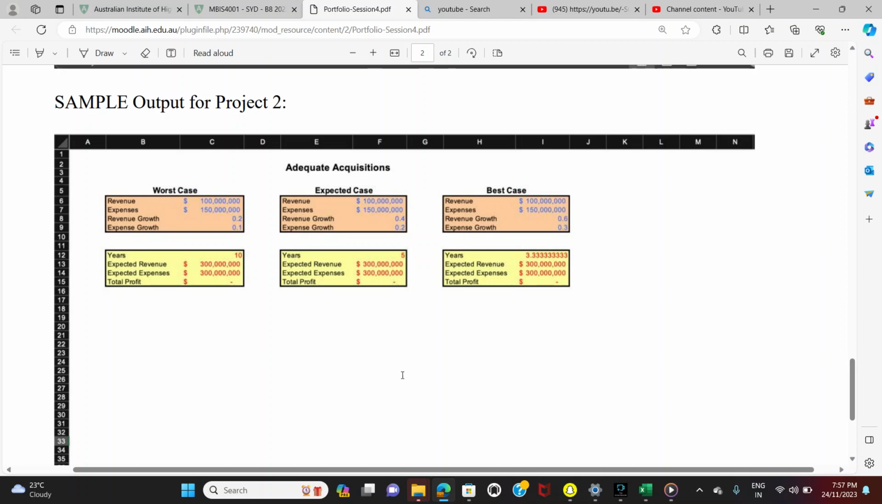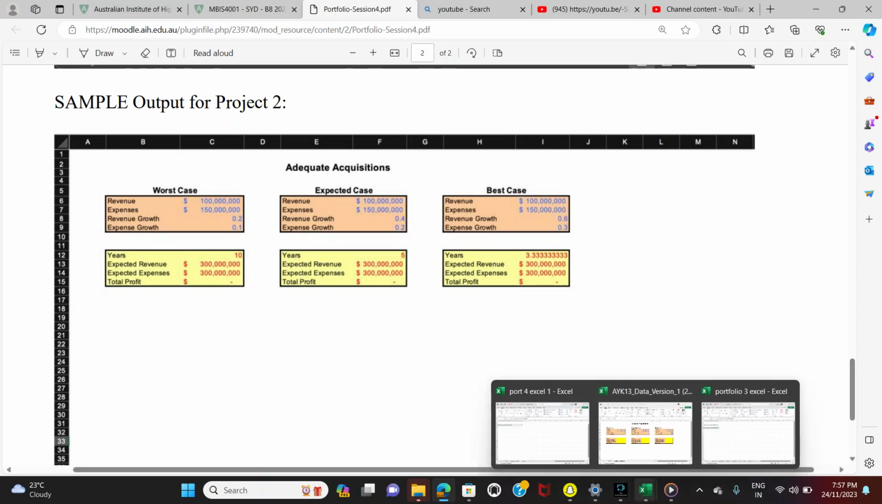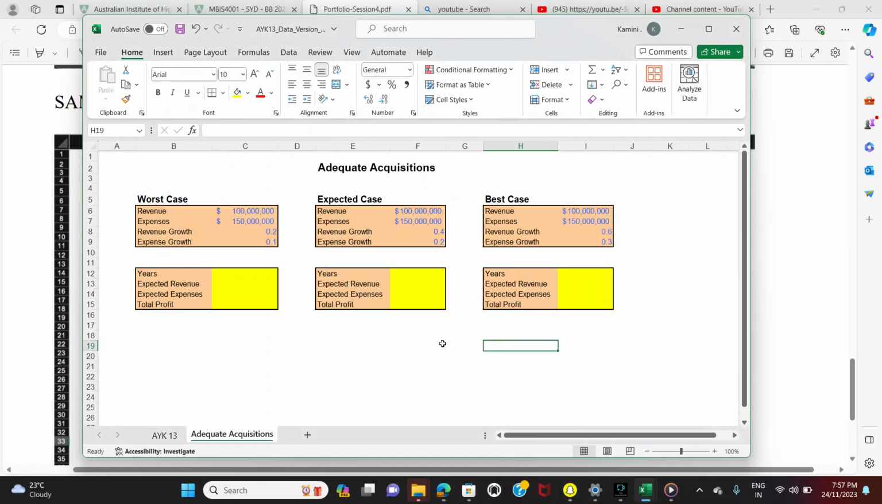So this is expected output for the project 2. What we're gonna do here, go to the Excel. Now we are calculating the expected revenue, then expected expenses according to if we take the year 5 here.